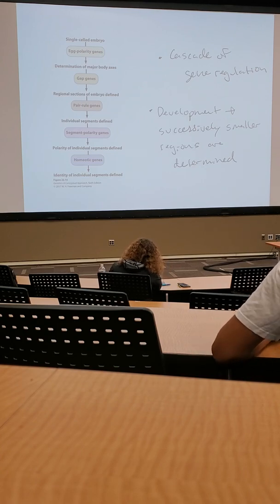And then finally, you're adding the expression of the homeotic genes to say, okay, you're in the thorax, you're going to be a leg. Or you're in the thorax, you're going to be a wing. Right? All of this is happening really, really early on in development. And it's all due to gene regulation, overlapping expression of a small number of genes. Does that make sense?